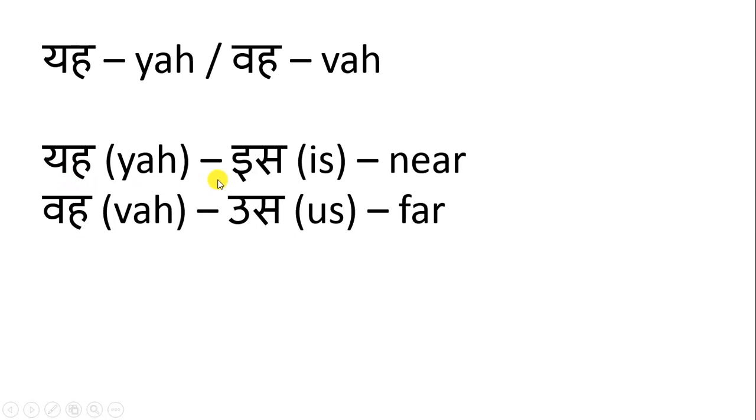Now, we have a slight change when we are forming past tense sentence. In the past tense, yah becomes is. And we use this is to refer to a person who is near to you. And vah becomes us. And we use us to refer to a person who is far away from you. Alright? Yah becomes is in the past tense sentence. Vah becomes us in the past tense sentence. Alright? Now let us take an example and understand it.